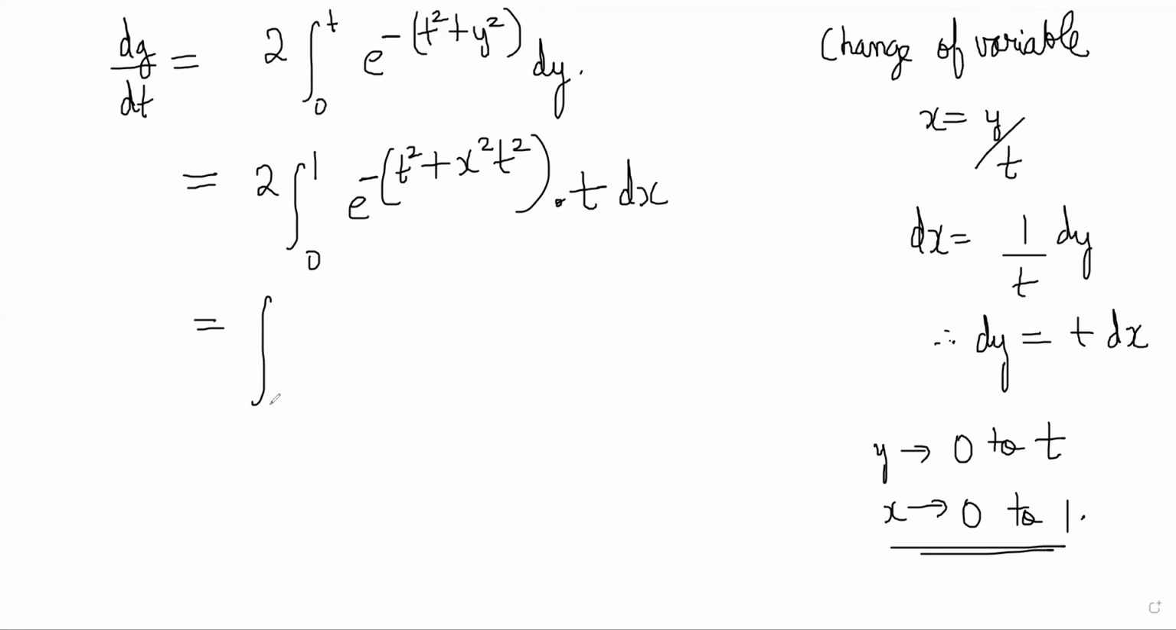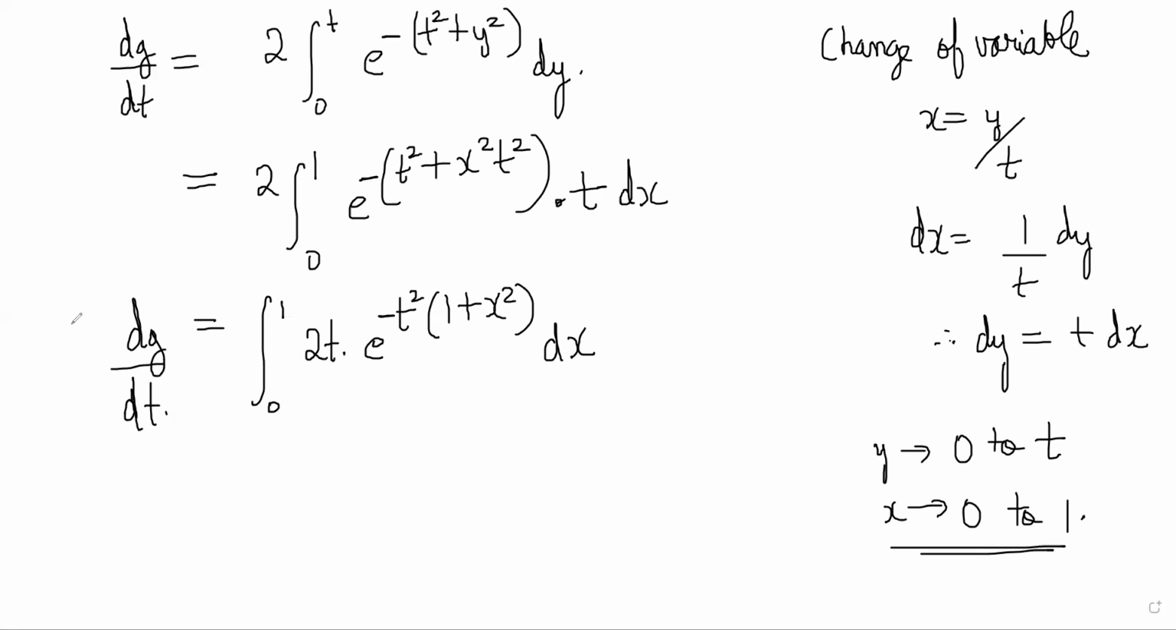So this becomes integral 0 to 1 2t e power minus t square times 1 plus x square dx, right? This is my dg by dt. So keep that in mind. This is my expression for dg by dt that has come right now. Now, what do I do at this stage?